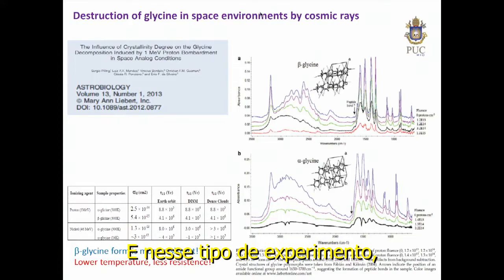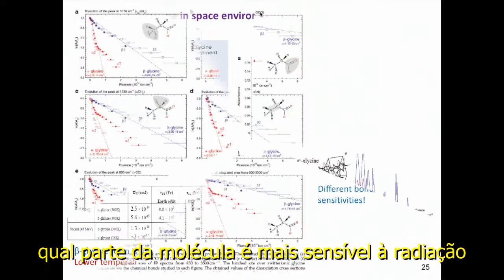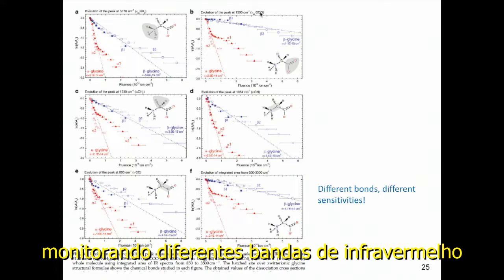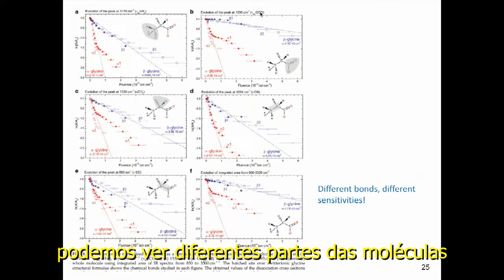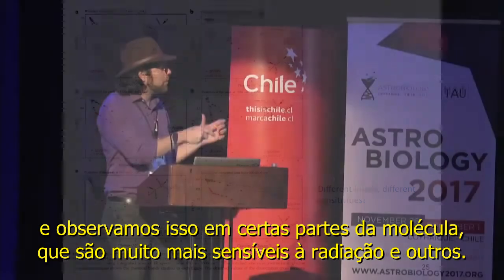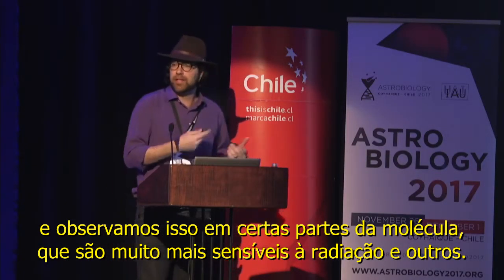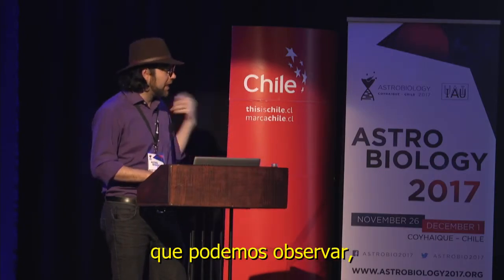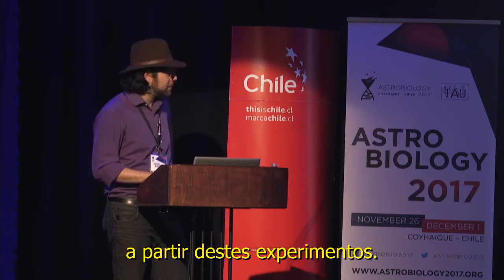And there is another experiment investigating the destruction of amino acids in space. In this type of experiment, we were able to understand which part of the molecule is more sensitive to radiation during radiolysis. For example, by monitoring different infrared bands, we can see different parts of molecules. And we observe that certain parts of molecules are much more sensitive to radiation than others. This is one interesting result that we can get from the experiments.